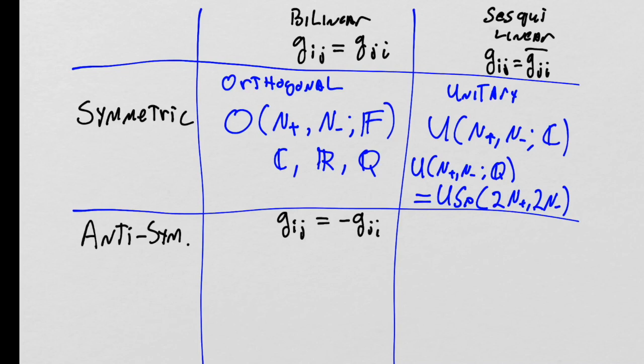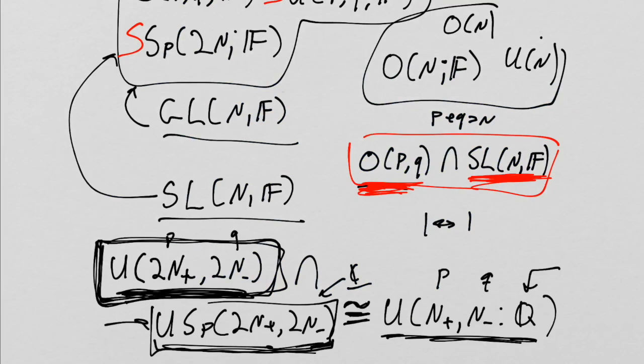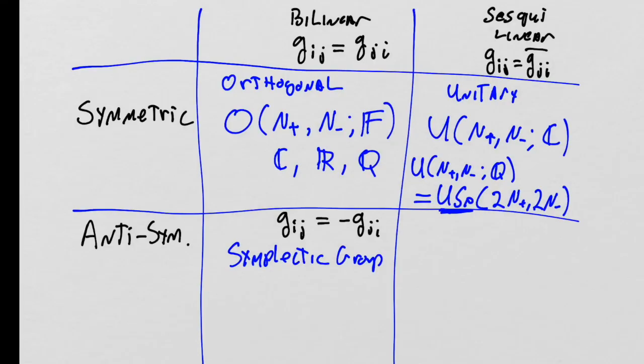And for the anti-symmetric group, there is nothing here, right? This is an empty spot. There's no sesquilinear anti-symmetric. It's only bilinear anti-symmetric, and those are the symplectic groups, which I've already referenced here, right? Unitary symplectic, when we talked about this intersection. And this becomes the symplectic group, 2n dimensions over the field. And yes, there is one for the quaternions as well.